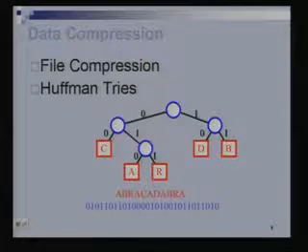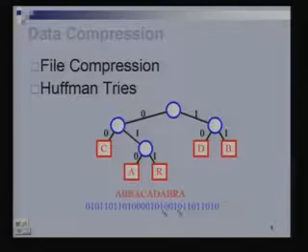Okay, today we are going to be talking about data compression. We will begin with what the idea behind file compression is, and then we are going to talk about Huffman tries, which is a way of doing data compression. Okay, and we are going to see how abracadabra translates into the sequence of zeros and ones, right.